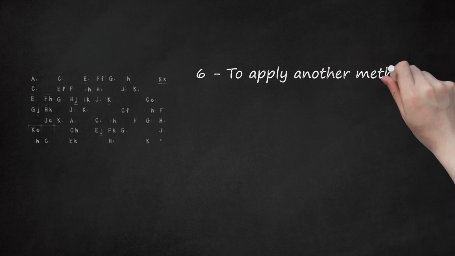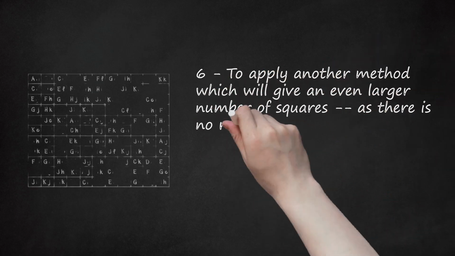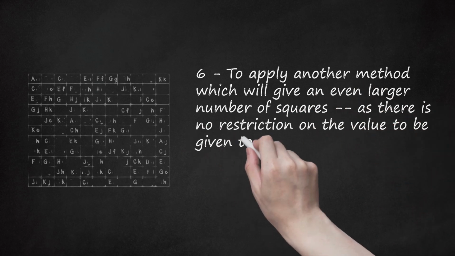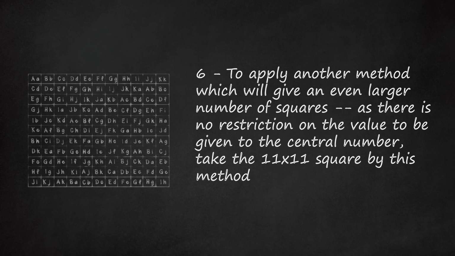6. To apply another method which will give an even larger number of squares, as there is no restriction on the value to be given to the central number, take the 11 by 11 square by this method. The method is very general. The next line in this square starts with the capital letter from the third column and the small letter from the fourth column in the earlier line. One gets the basic square shown below.